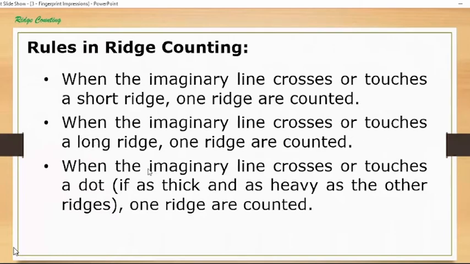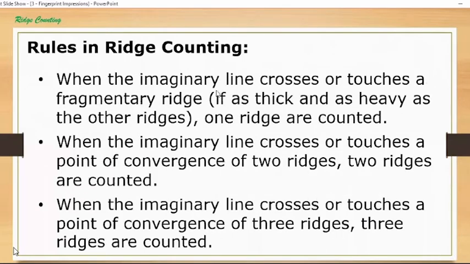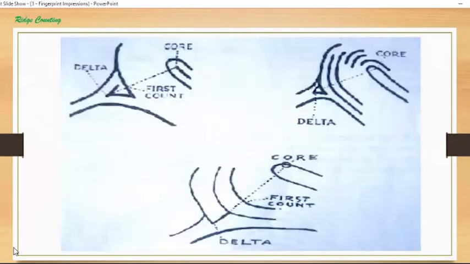When the imaginary line crosses or touches a long ridge, one ridge is counted. When it crosses or touches a dot, one ridge is counted. When it crosses or touches a fragmentary ridge, one ridge is counted. When it crosses or touches a point of convergence of two ridges, two ridges are counted. When it crosses the point of convergence of three ridges, three ridges are counted.